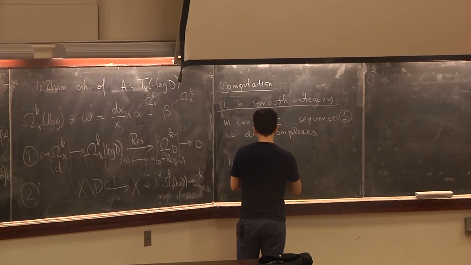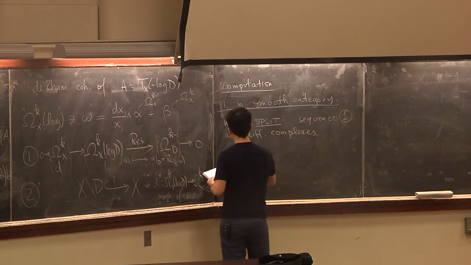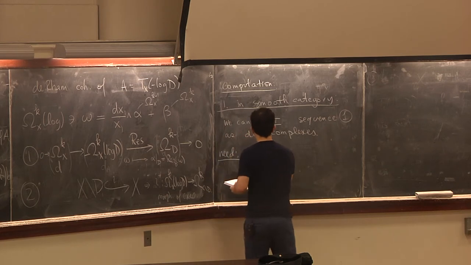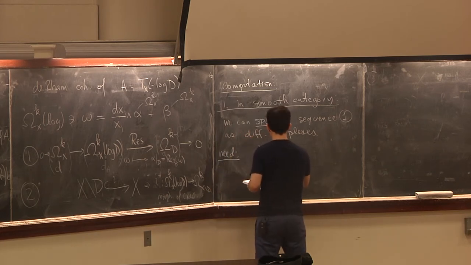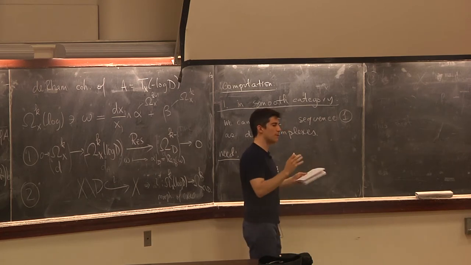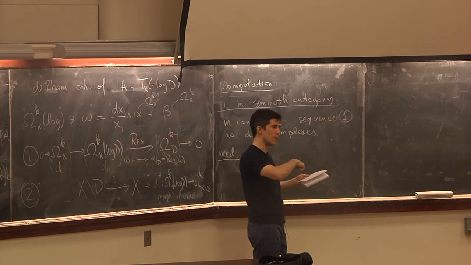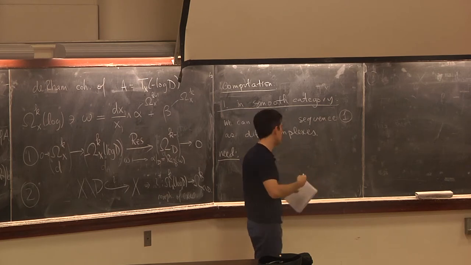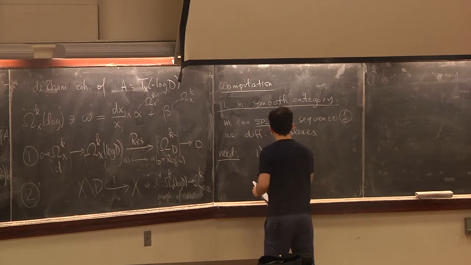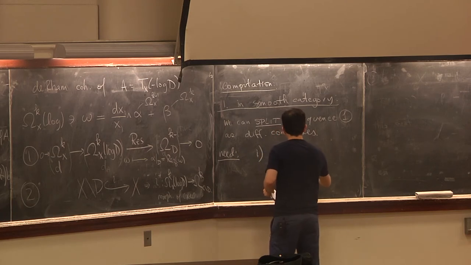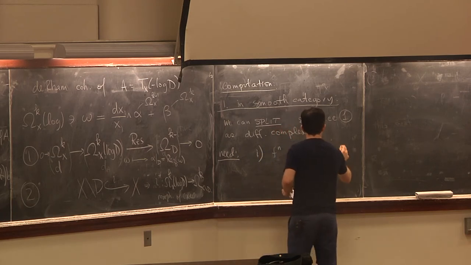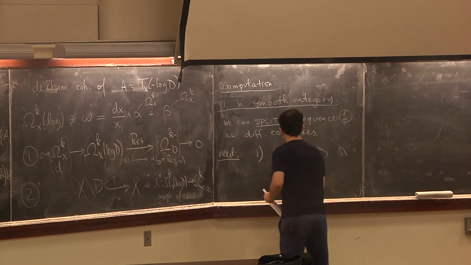So we need the following tools. So number one, I'm going to give a somewhat simplified proof. I'm going to assume that I have a function, a smooth function that cuts out d transversally. So d is f inverse of 0.